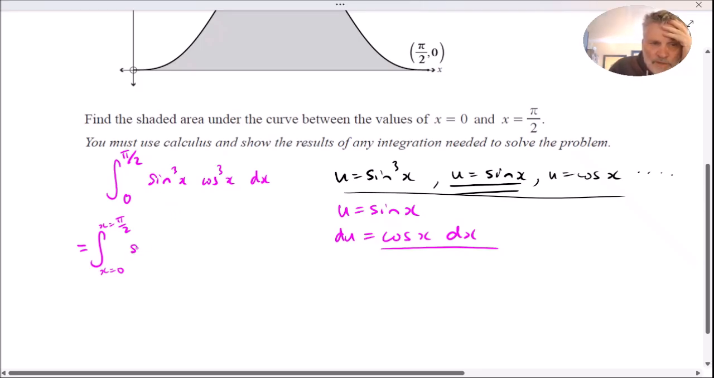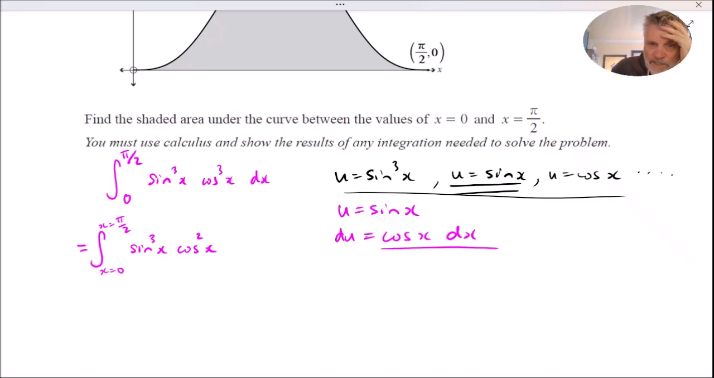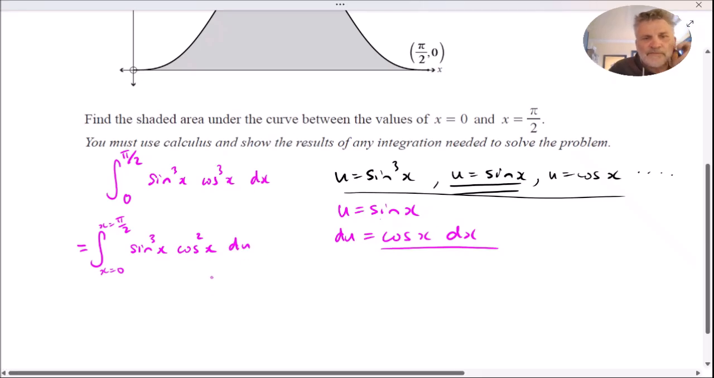We've got sine cubed x. We're going to have cos squared x, and the cos x and the dx are going to be replaced by du. So I've changed the variable, but I haven't changed these two bits here. That's more for explanation purposes. I perhaps wouldn't normally do that if I was just doing the problem.